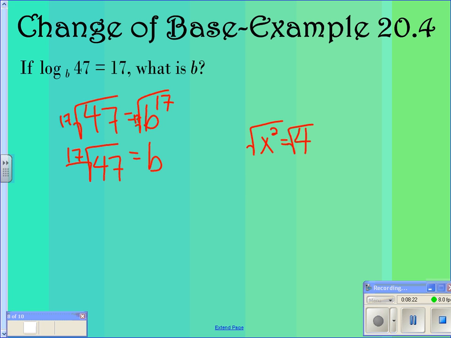Yes. Okay, there are two different ways you can do this on the calculator. I can't change it to the document camera and still have it record, so listen closely to what I'm about to say. Turn your calculator on. You can either do 47 raised to, open parentheses, 1 divided by 17, close parentheses.